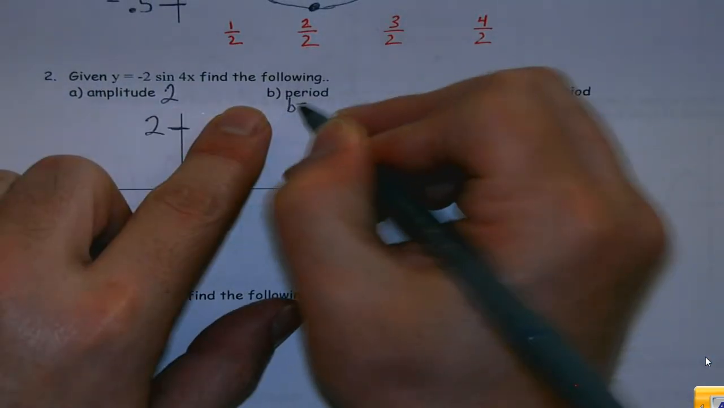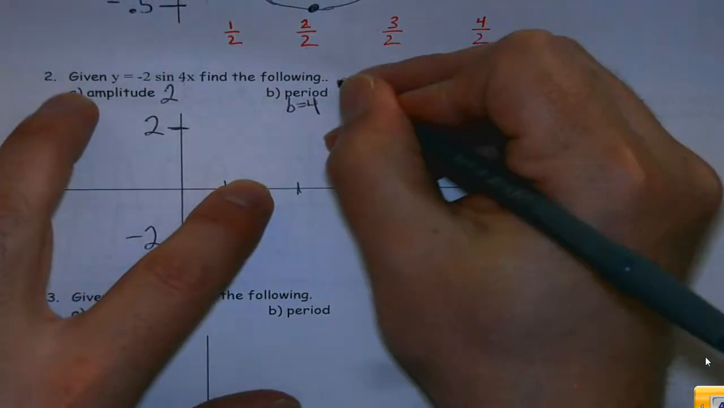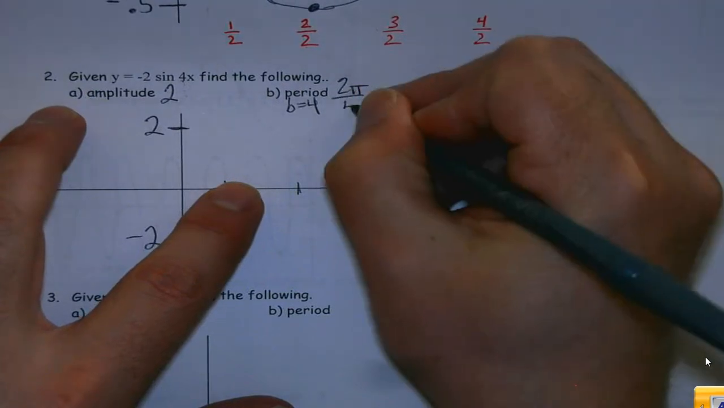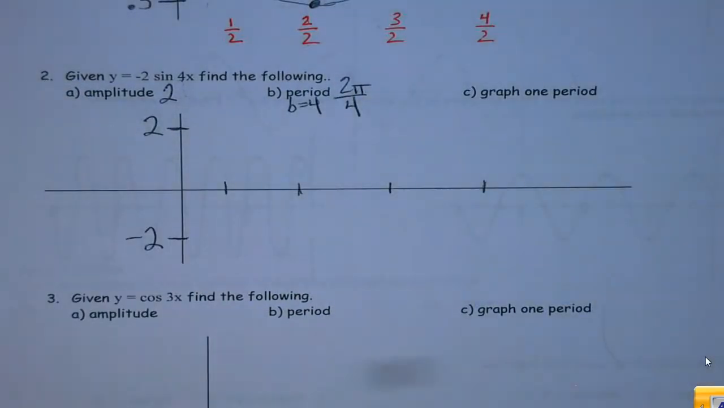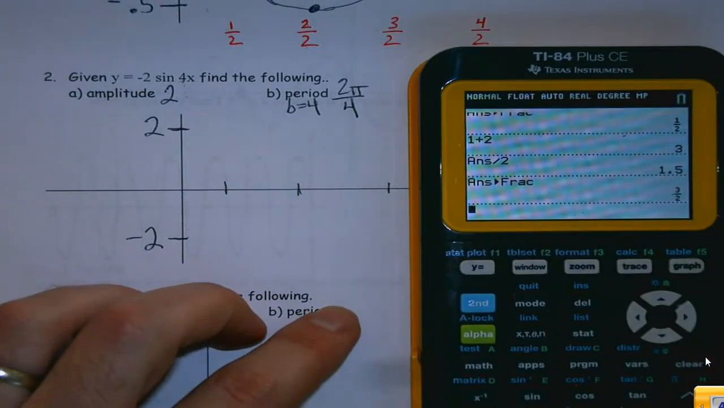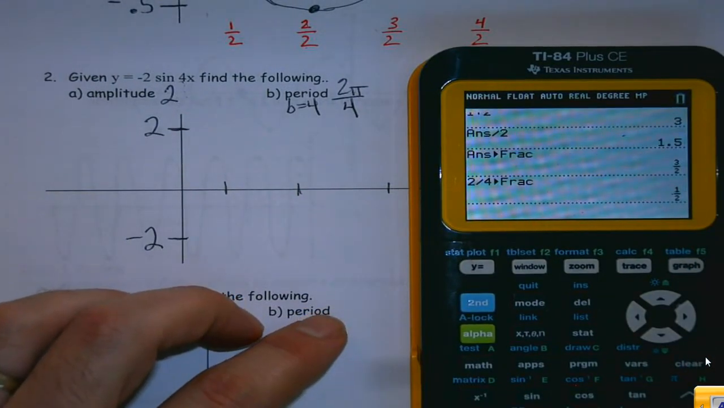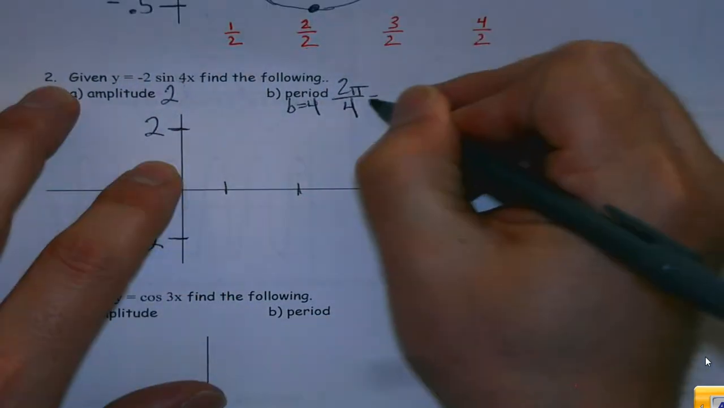Here, my b value is 4, because that's the number in front of my angle measure. So my period is 2 pi over 4. But if you can simplify it, you need to. And again, if you need to use the calculator to simplify it down, 1 over 2 or pi over 2, that's fine.